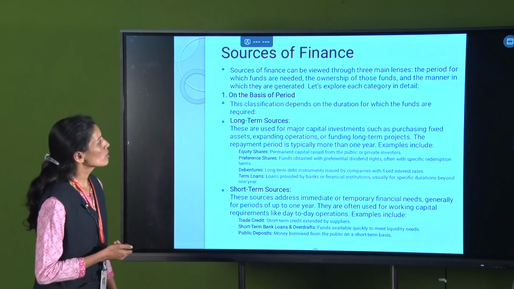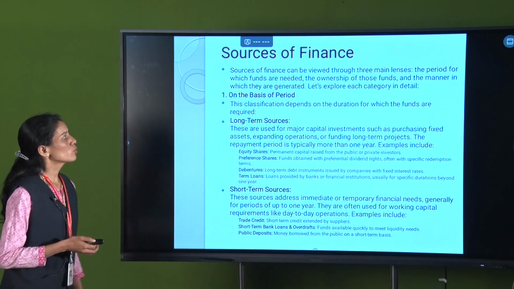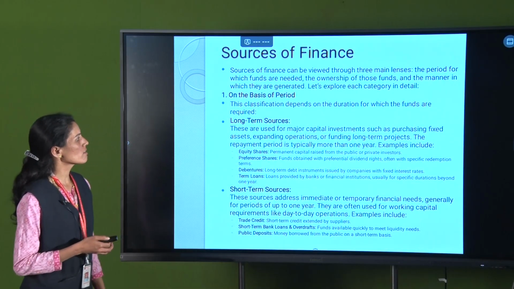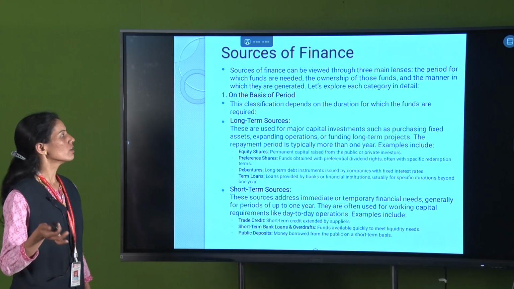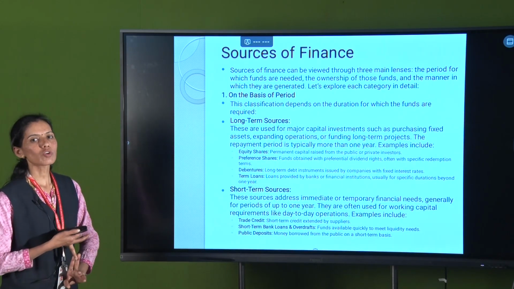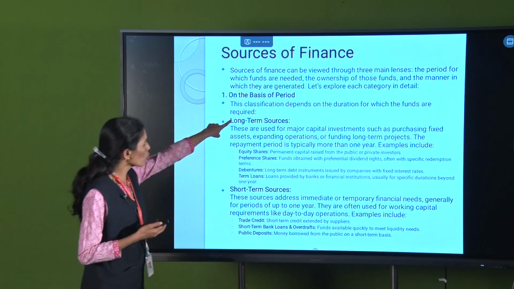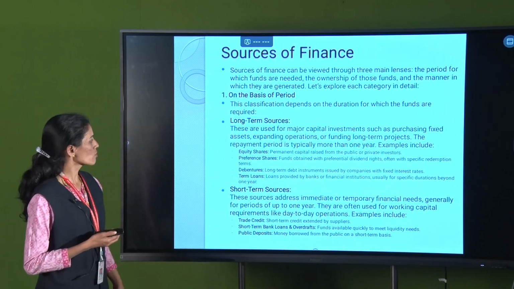can be viewed through three main lenses: the period for which funds are needed, the ownership of those funds, and the manner in which they are generated. Let's explore each category in detail. On the basis of the period, there are two types of sources of finance. One is long term sources of finance, and the second one is short term sources of finance.